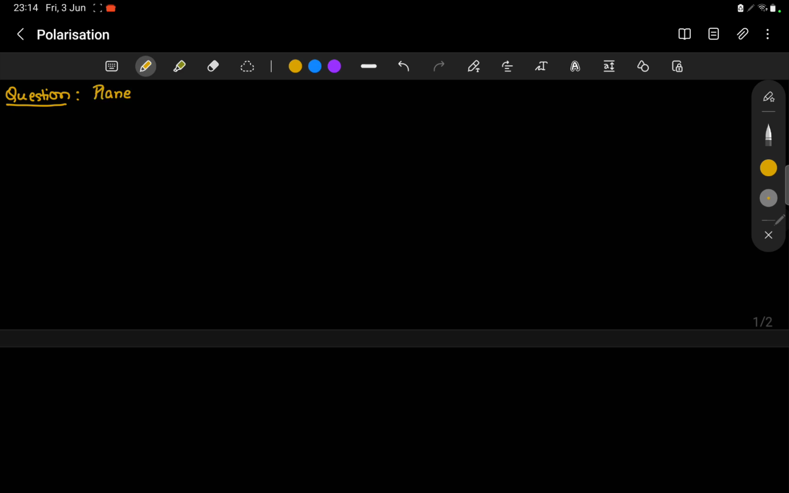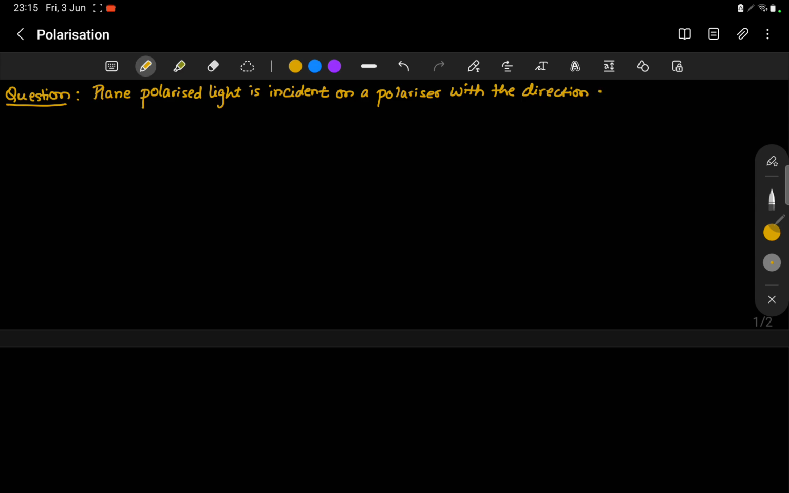So we have a plane polarized light beam, plane polarized light, is incident on a polarizer with the direction of E0 parallel to the direction of the transmission axis.